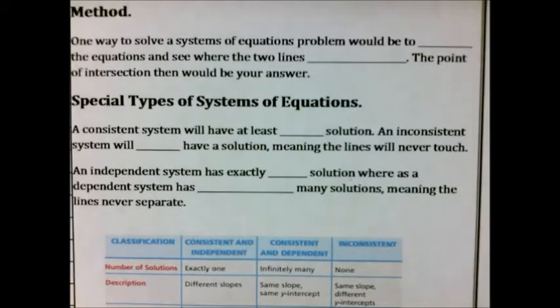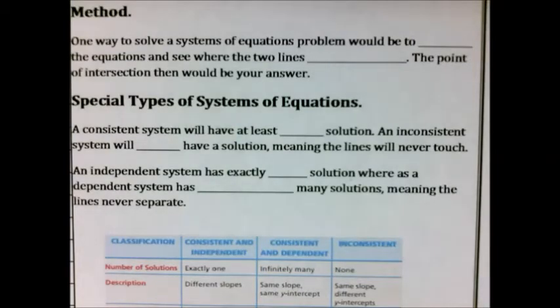Now there's a few different methods, but the one we're going to focus on today is graphing. And that's your first blank there: one way to solve a system of equations problem would be to graph the equations and to see where the two lines intersect. Okay, so graph the equations and see where the two lines intersect. The point of intersection then would be your answer. Okay, that would be the solution to the system of equations problem.